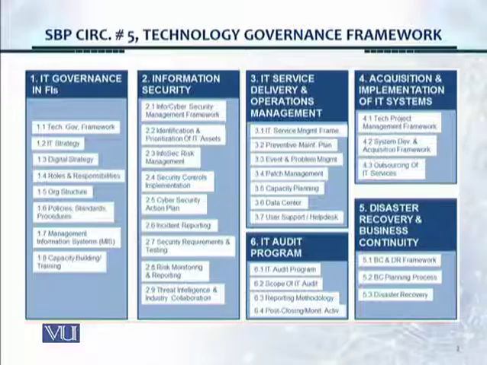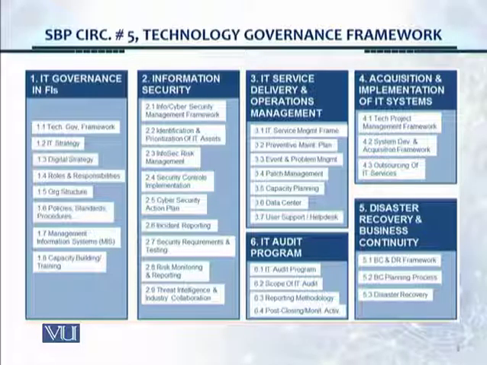Section 2 talks about information security. We have information and cybersecurity management framework, identification and prioritization of IT assets, information security risk management, security controls and implementation, cybersecurity action plan, incident reporting, security requirements and testing, risk monitoring and reporting, threat intelligence and industry collaboration. The third section is IT service delivery and operations management. So you have IT service management framework, preventive maintenance plan, event and problem management, patch management, capacity planning, data center, user support and help desk.